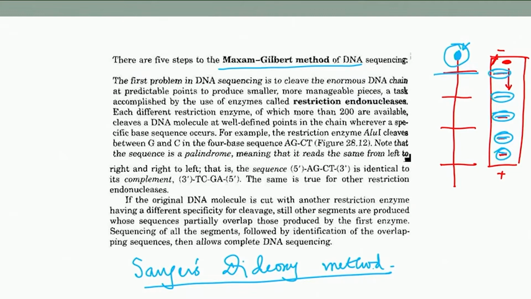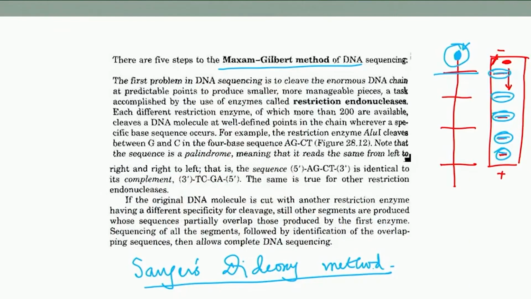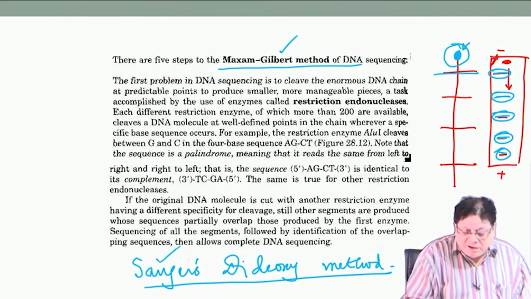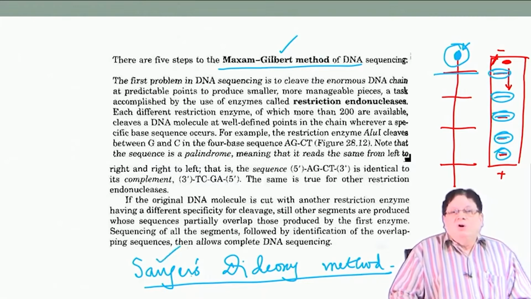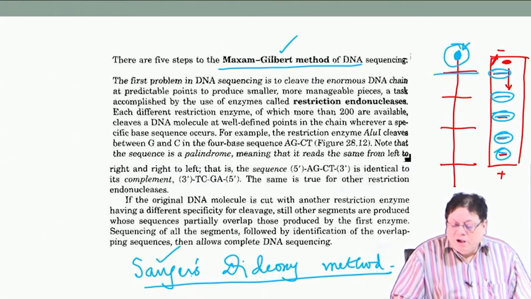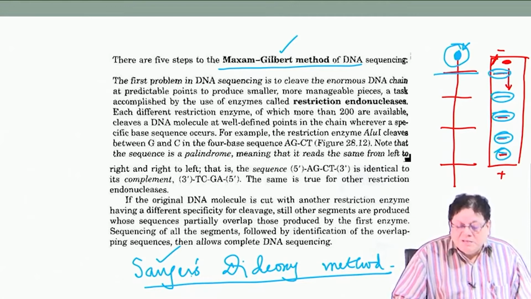Okay. There are two methods which were adopted when it was discovered in the late 70s. There were two groups of scientists, one is Maxam and Gilbert, and the other is Sanger, and it is Gilbert who got the Nobel Prize, and Sanger got his second Nobel Prize for discovering how to know the sequence of bases.